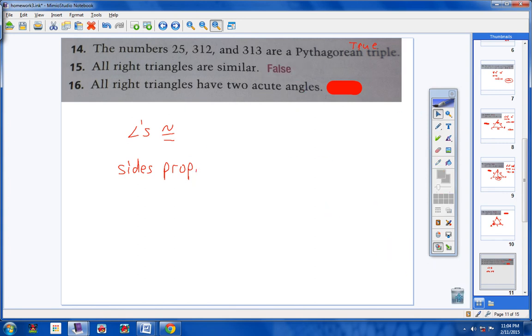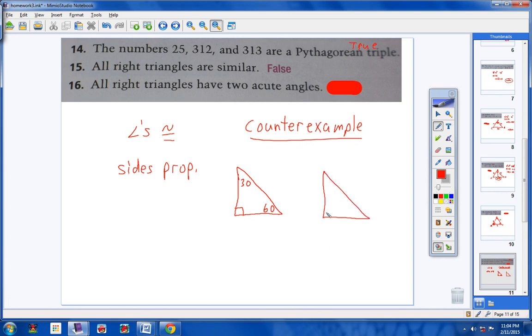All that I have to do is give one. Hey, what's that word we learned way back at the beginning of the year? All that I have to do is give one counterexample, and I prove it wrong. Okay, remember that word? Alright, here's my counterexample. I have a right triangle, and the angles are 90, 30, and 60. That adds up to 180. Then I have a right triangle over here that's 90, 40, and 50.